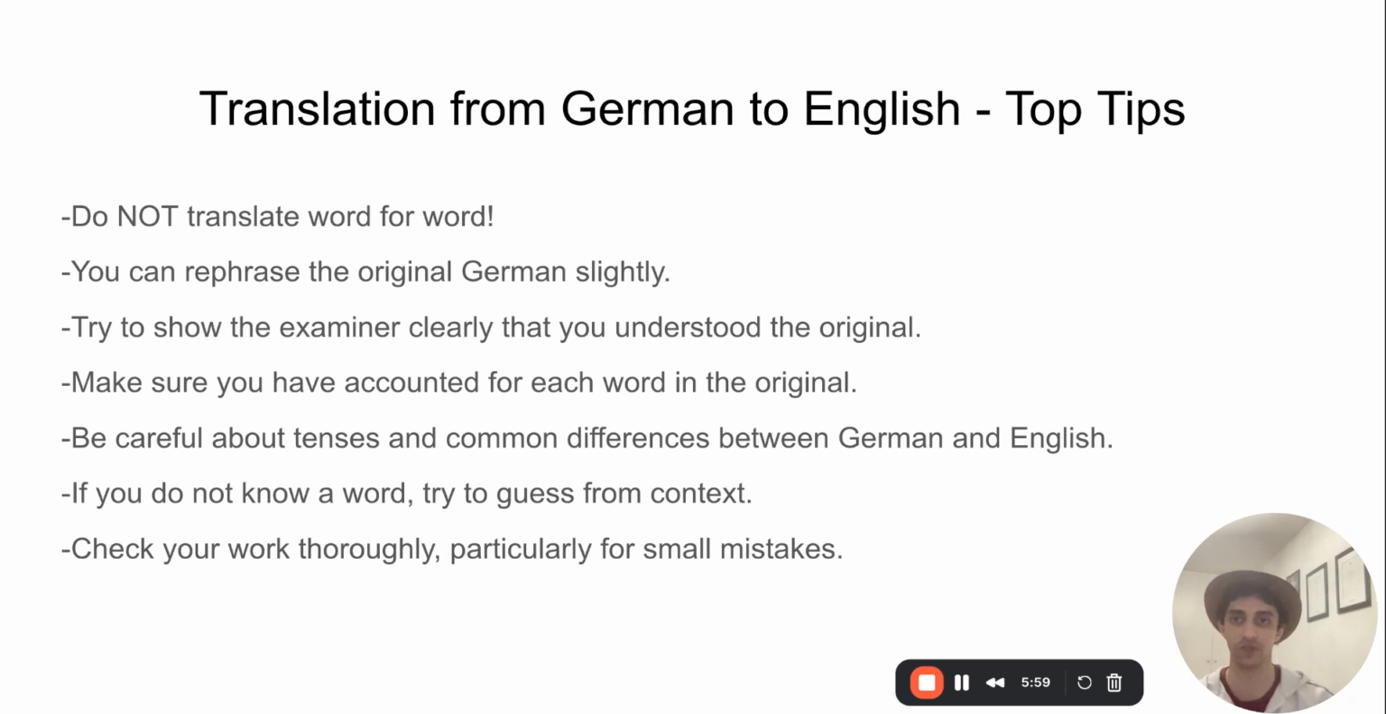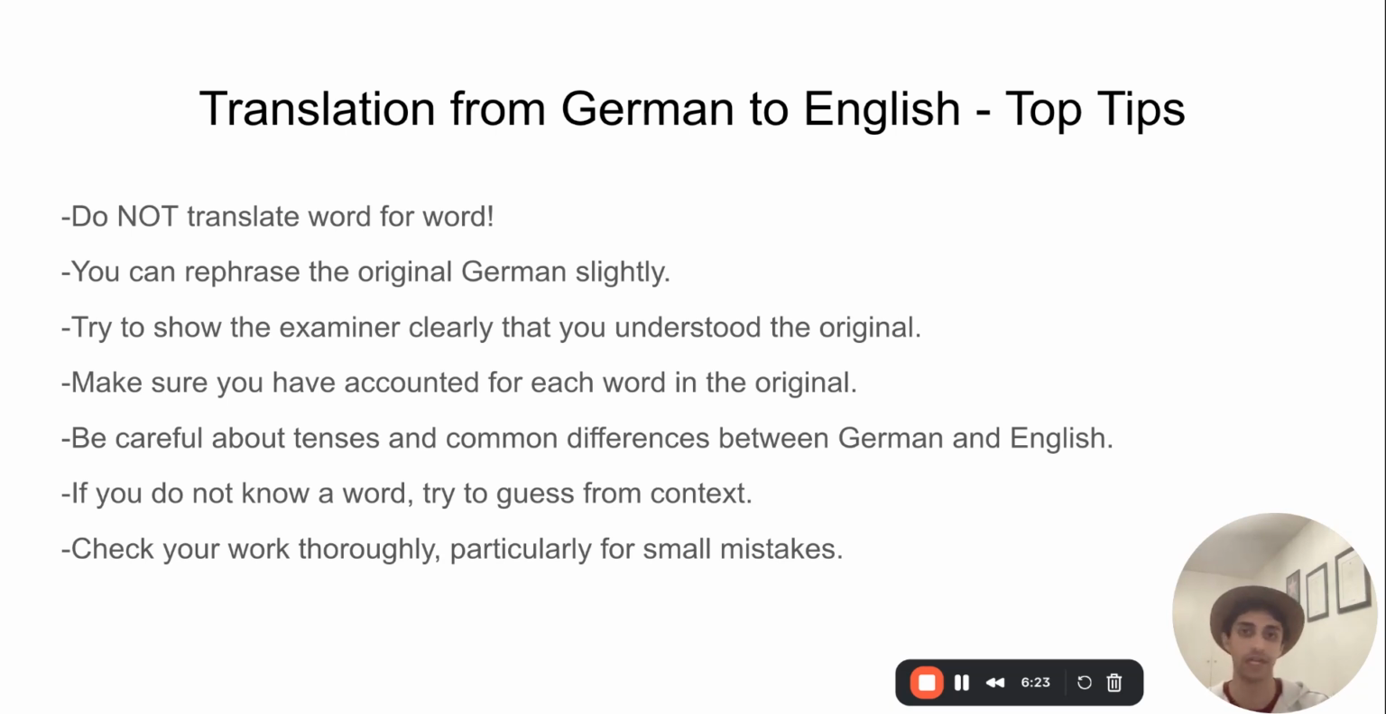And that's actually the thing to prioritize when you're translating. You have to convey the sense of the original accurately. The message of the original text has to be conveyed accurately by any translation rather than translating one word at a time. You can rephrase the original German slightly if it makes your final version in English make more sense.